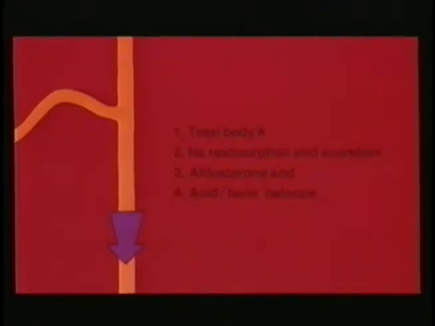Renal excretion of potassium is influenced by 1. Total body potassium, 2. Sodium reabsorption and excretion, 3. Aldosterone, and 4. Acid-base balance. Potassium excretion is regulated by 1. Transport of potassium across cells of the distal tubules and collecting ducts, and 2. The volume flow rate in the tubular lumen.